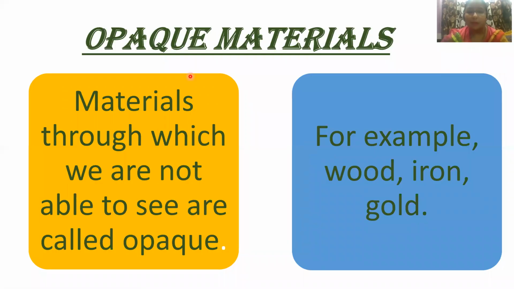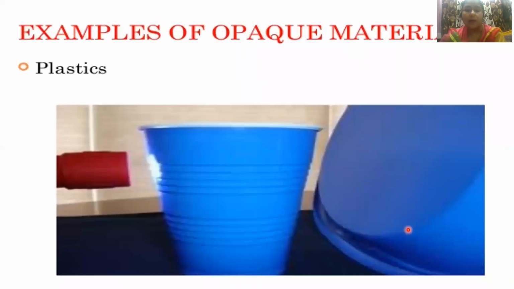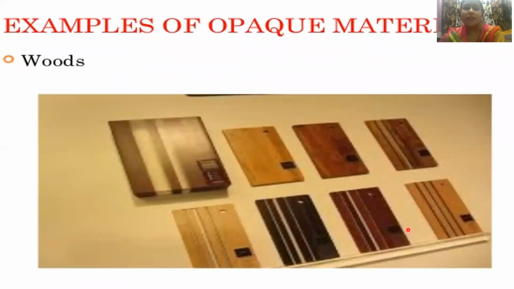Opaque materials: materials through which we are not able to see are called opaque. For example, wood, iron, and gold. These all are materials through which you are not able to see the other side. Some examples are metals, plastics, rubber, wood. From these objects, you are not able to see the other side. So these are the opaque materials.